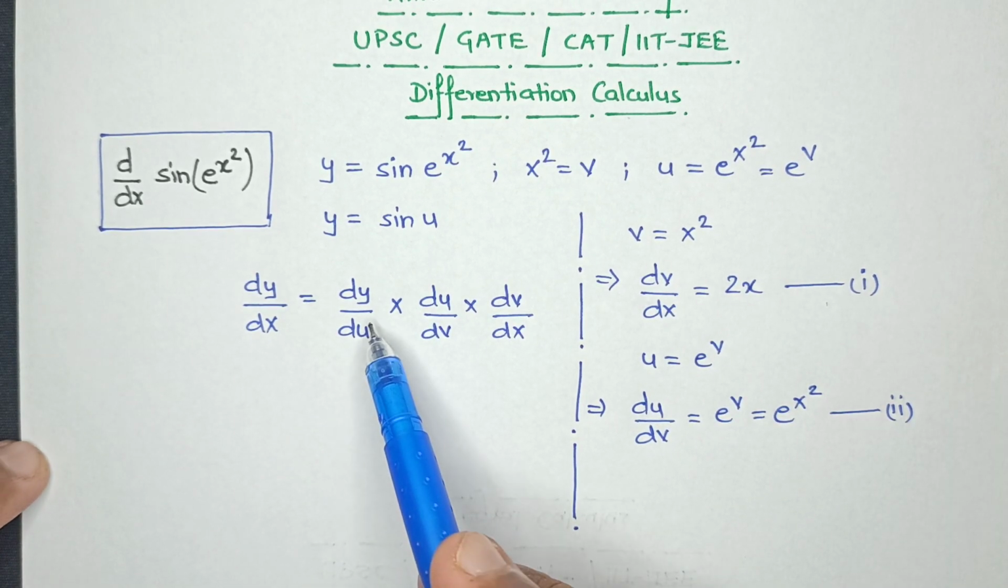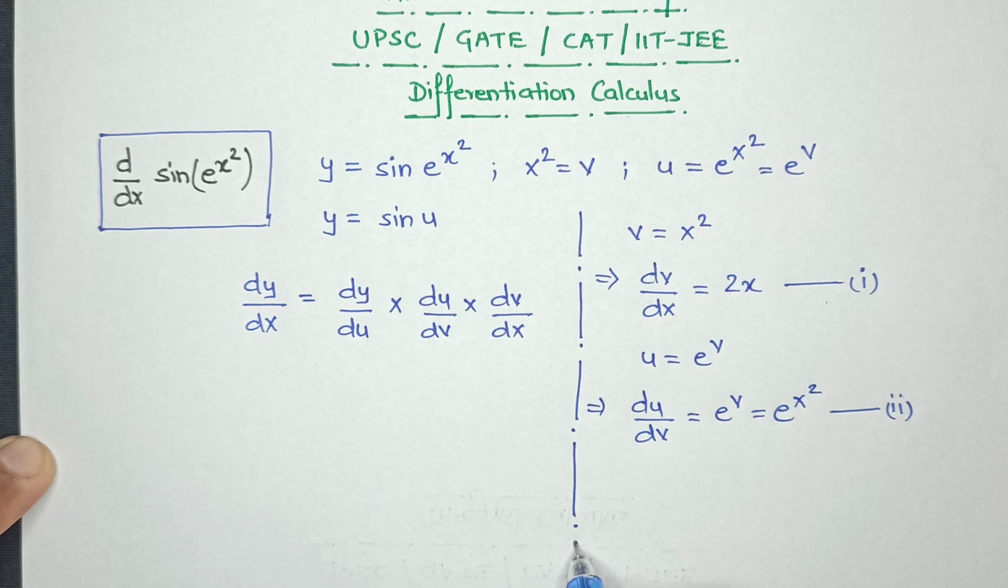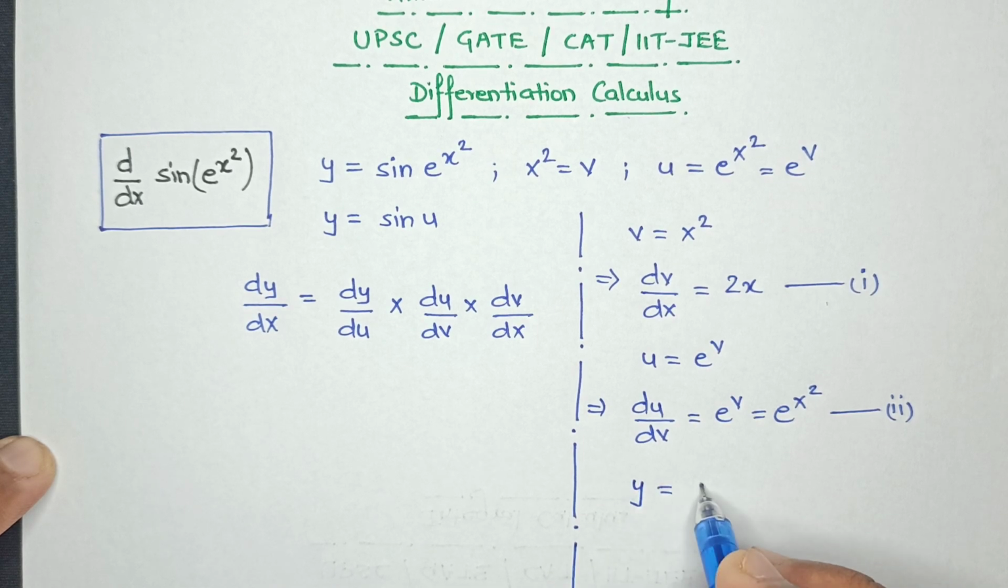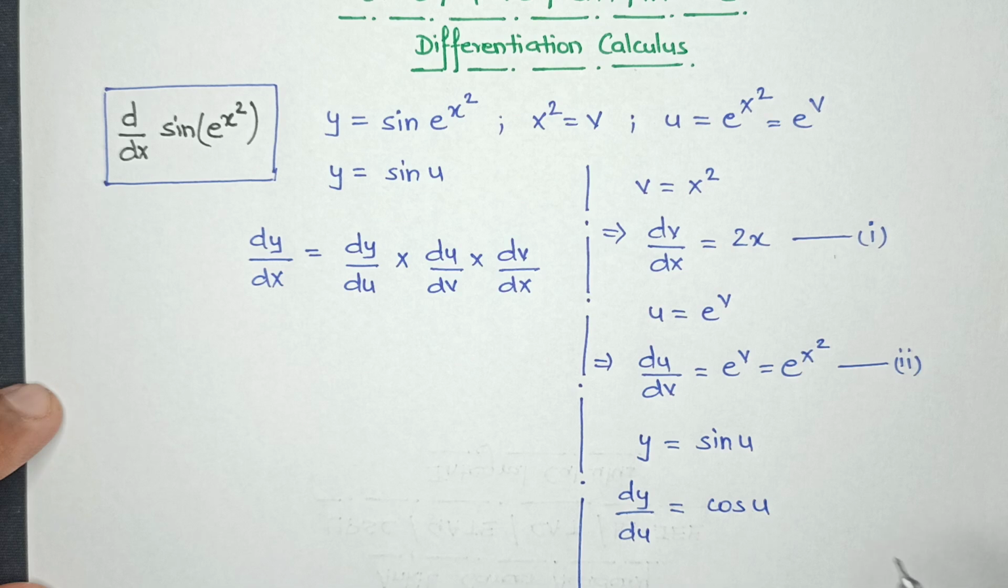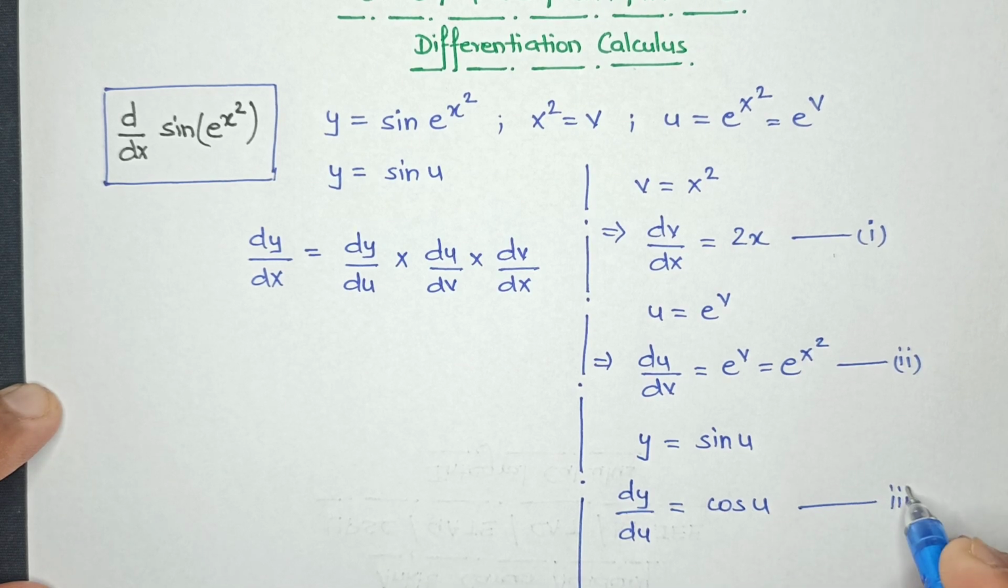And in the last, we need to calculate the value of dy by du. So the value of y that we have taken out is sine of u. So if we calculate the value of dy by du, that comes out to be cos of u. Let us say this is equation number 3.